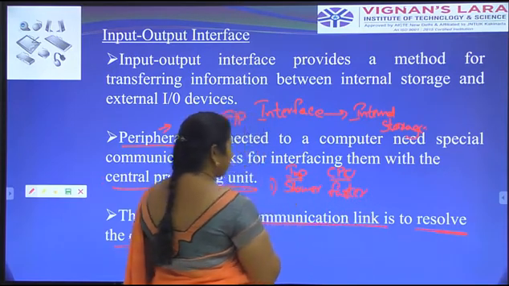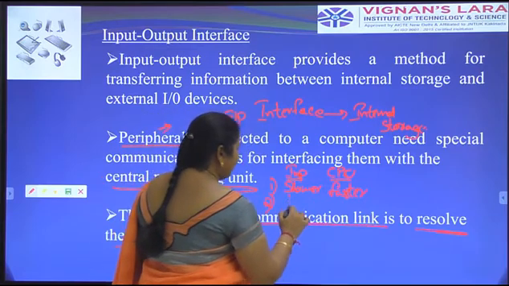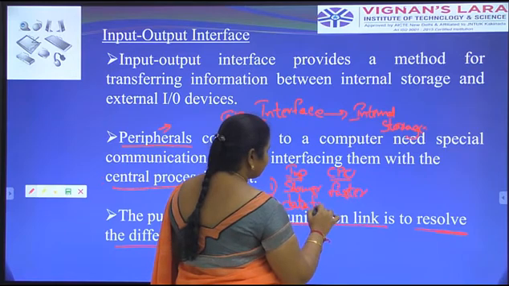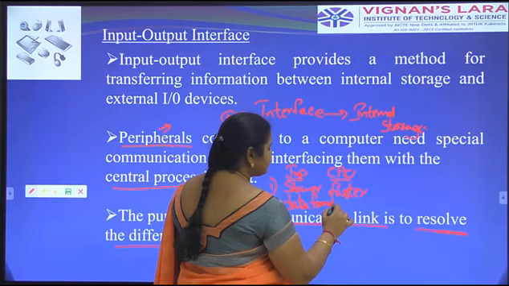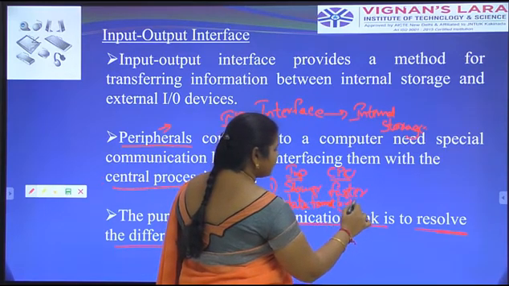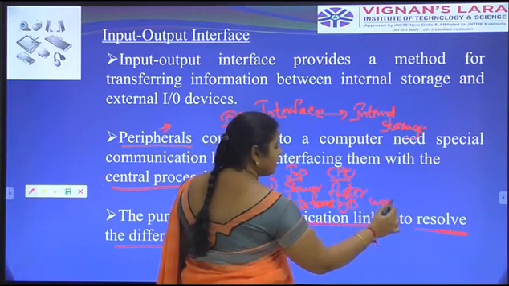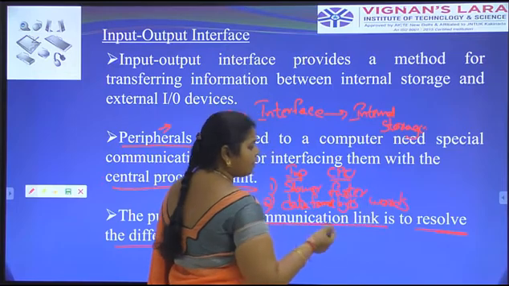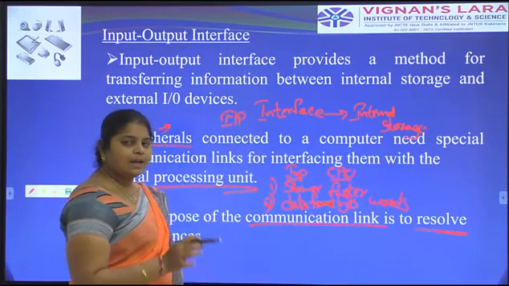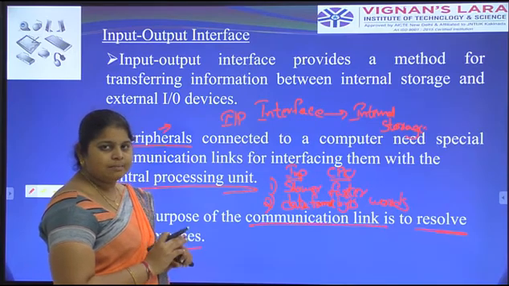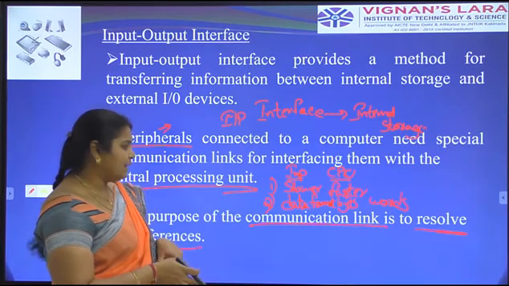This is the first comparison. The second one is data format. The input device data format is in bytes. The CPU data format is in the form of words, so it can access more words within a second. The keyboard can give only two or three characters, like that only.